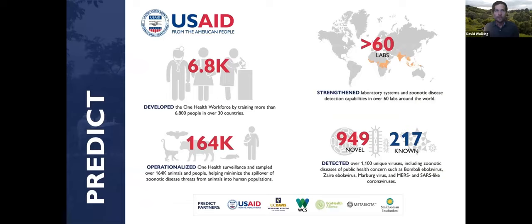So I'm going to just give a quick snapshot of PREDICT's impact before I introduce the rest of the panel. But over the last 10 years, PREDICT has trained more than 6,800 people, collected samples from hundreds of thousands of animals and people, strengthened the capacity for disease detection in more than 60 labs. And we've detected and discovered 1,000 plus viruses, as you can see there. And what does this mean?